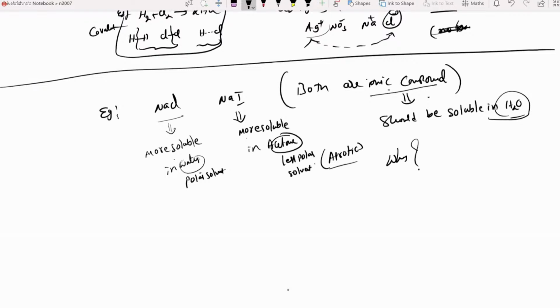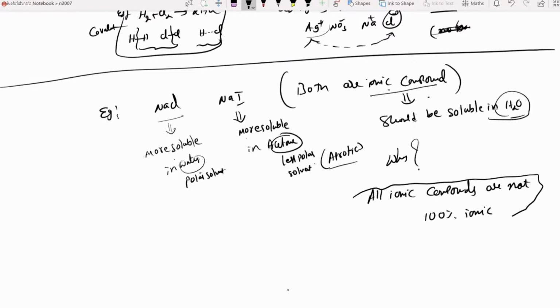I can give my answer: all ionic compounds are not 100% ionic, just as all covalent bonds are not 100% covalent. The answer for this is that all ionic compounds are not 100% ionic. Yes. Why aren't they 100% ionic?